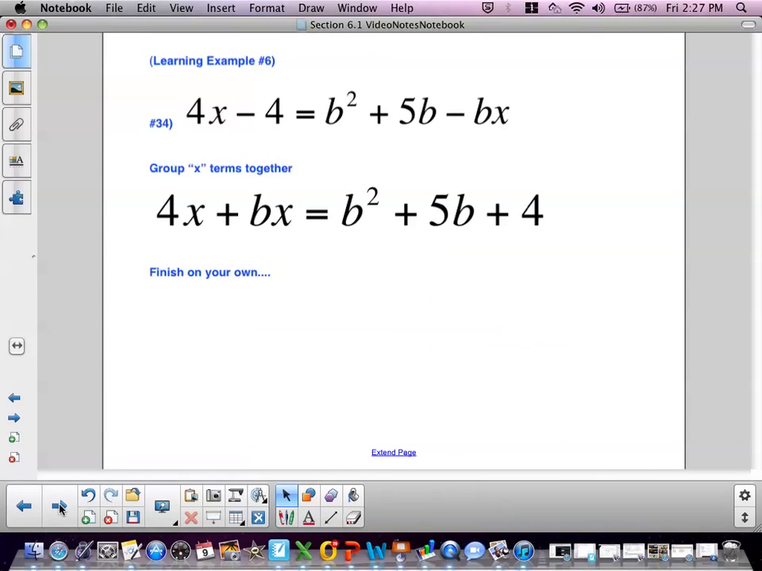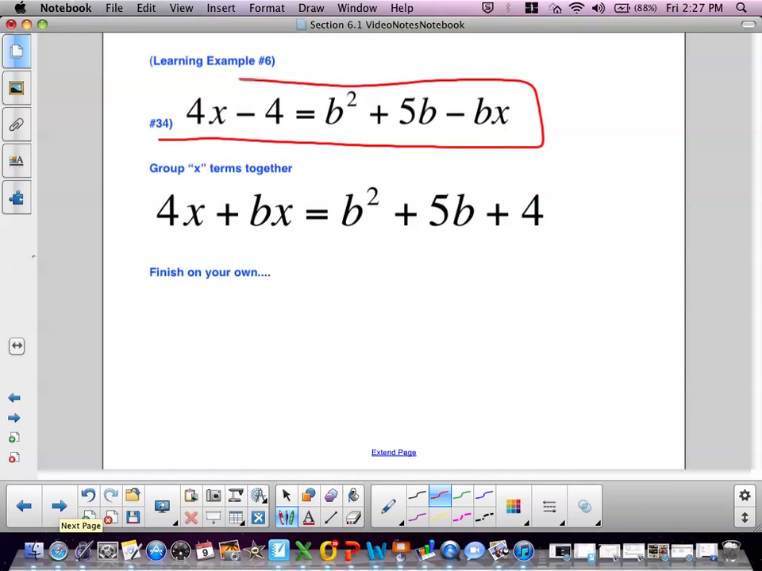Here's number 34 from the homework. It's not arranged quite as simply as number 30 was. So in this particular problem, the way it's given initially, the x's are not gathered on the same side of the equal sign. So we need to rearrange this problem. So I'm taking the negative bx and I'm going to move it to the left-hand side of the fraction bar. And the negative 4 that's here, I'm going to move it to the other side of the equal sign.